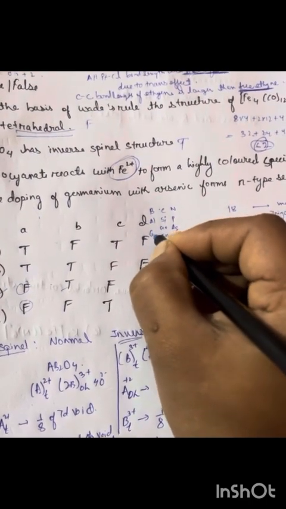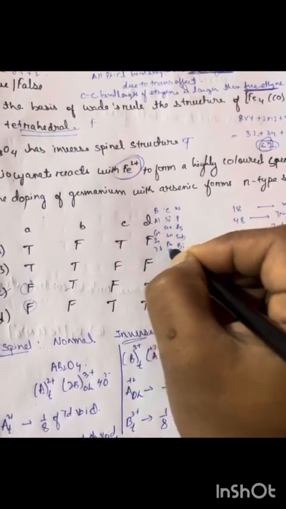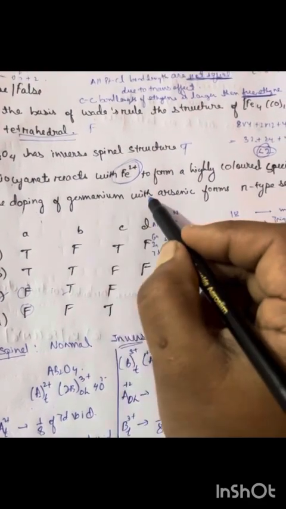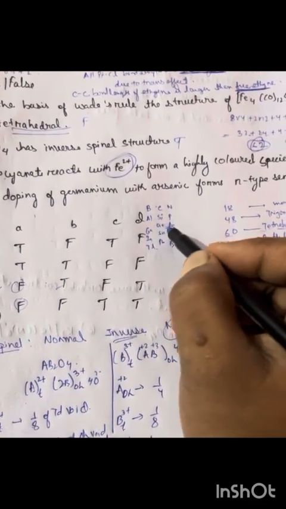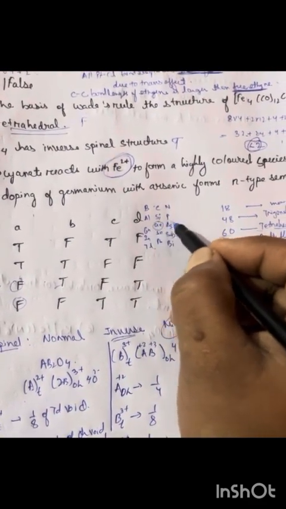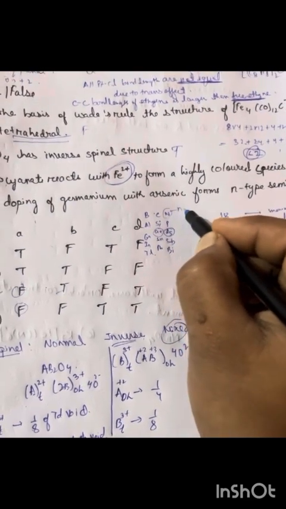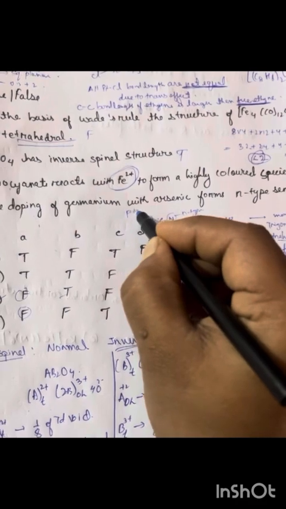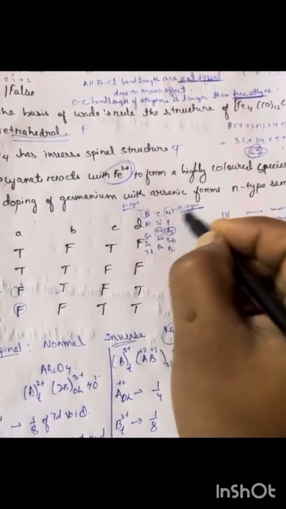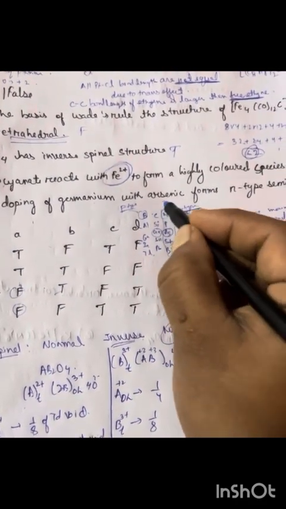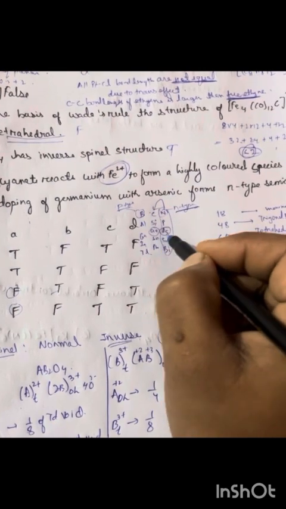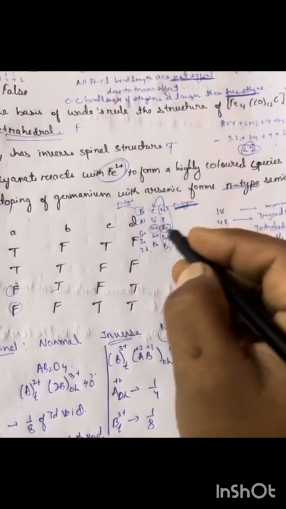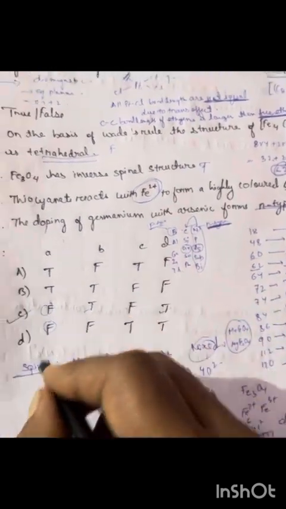What is it saying? Germanium with arsenic, right? This N means this is N type, right? This is N type, this is P type. You remember like this, N means N type. So when this group is doped here, then it is N type, right? So it's N type, it is true, right? It is true. It's very easy.